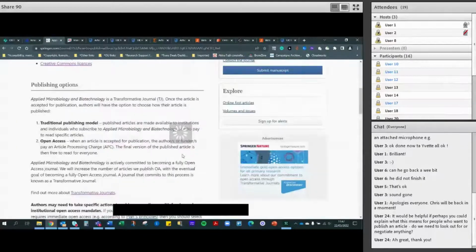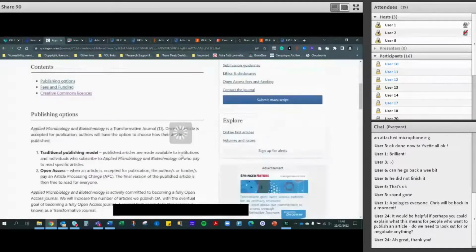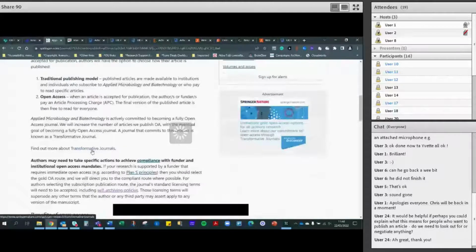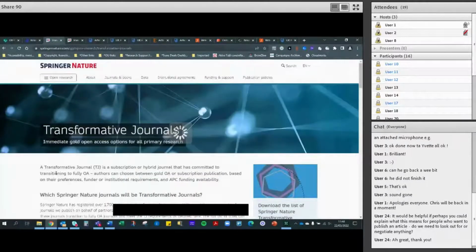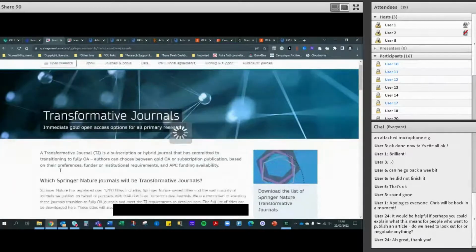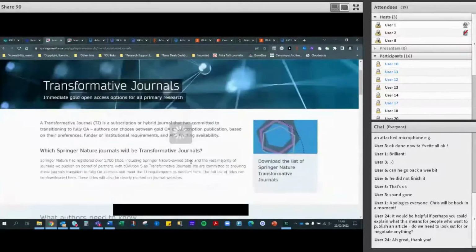You can also find on most of the main publishing websites a listing of all of their journals that are transformative or transitional. You can see here you can download a list to find out exactly which ones are included in the deal. So if you find another journal is more suited to your publication, then you can find out exactly whether it's included in our deal.